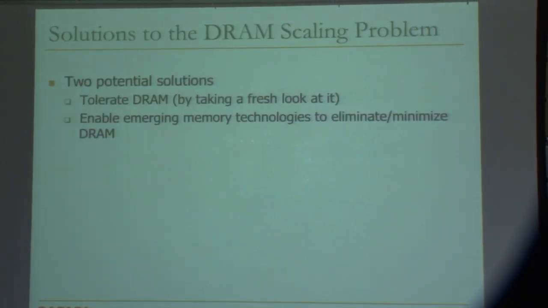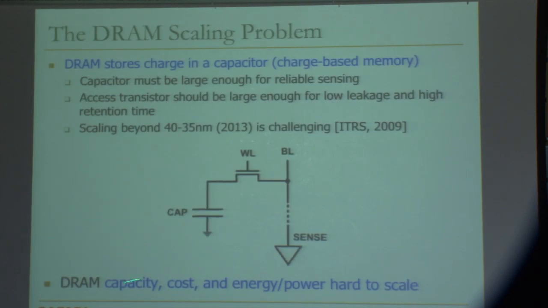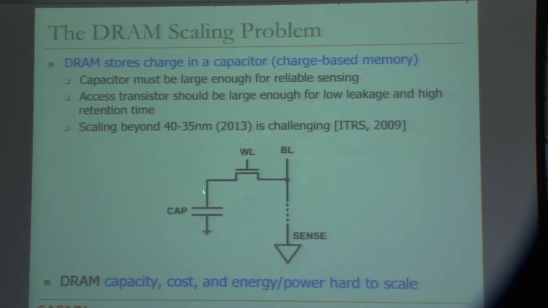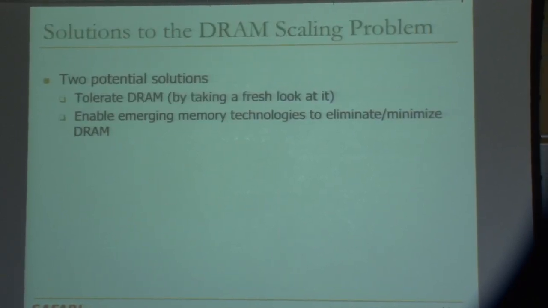So how do we solve the problem? Basically, we would like to scale the size, capacity, and cost, right? And energy, certainly. There are two potential solutions to it. I think one is to tolerate DRAM. Basically, we work with this structure, but maybe take a fresh look at it.